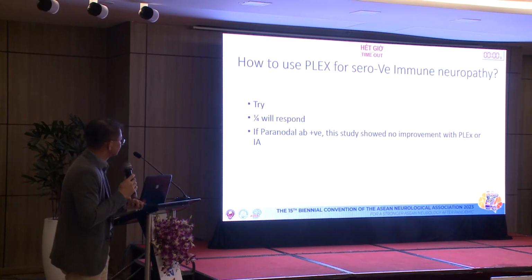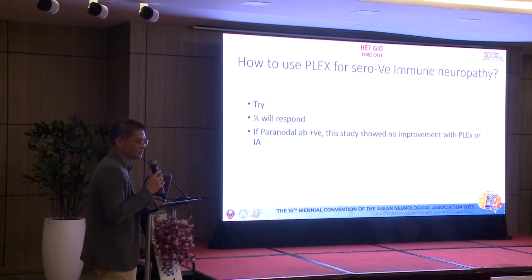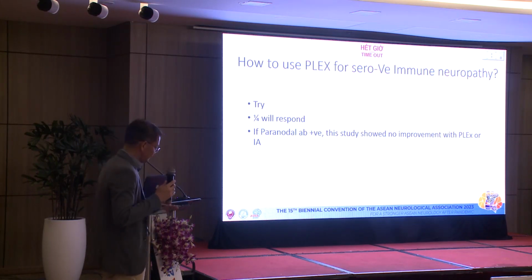All right, so how to use plasma exchange for seronegative immune neuropathies? What I said: if you don't know, you try. Probably 25% of them will work.